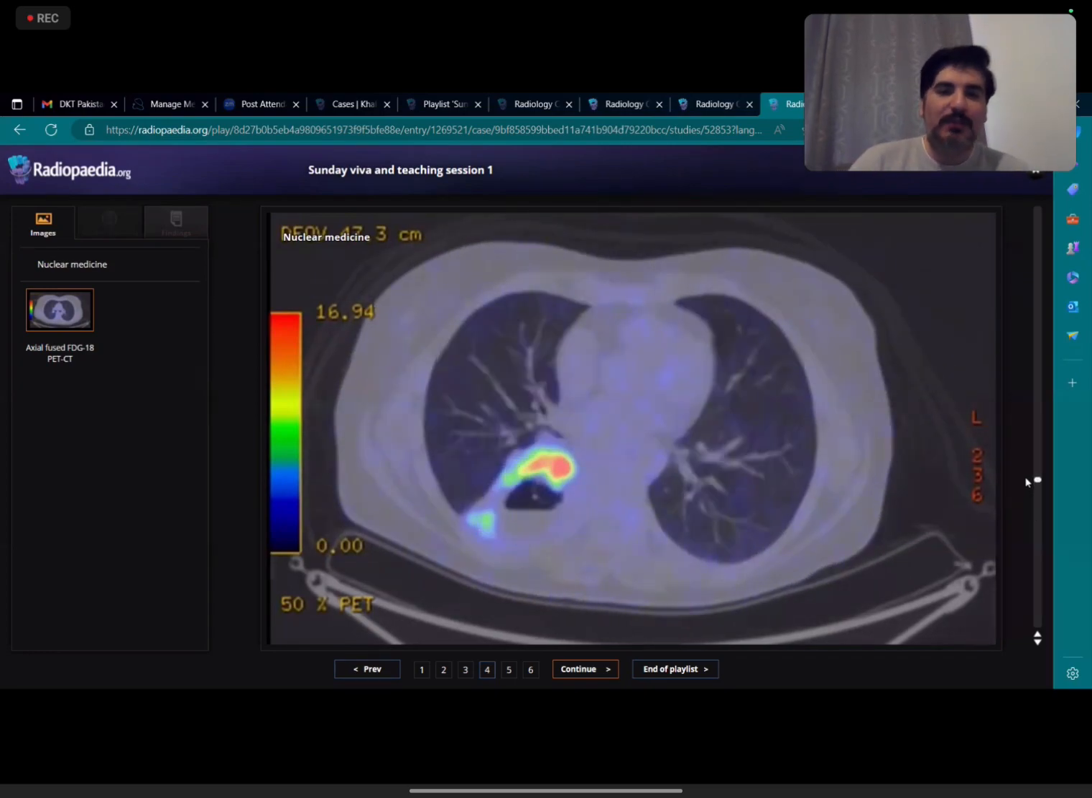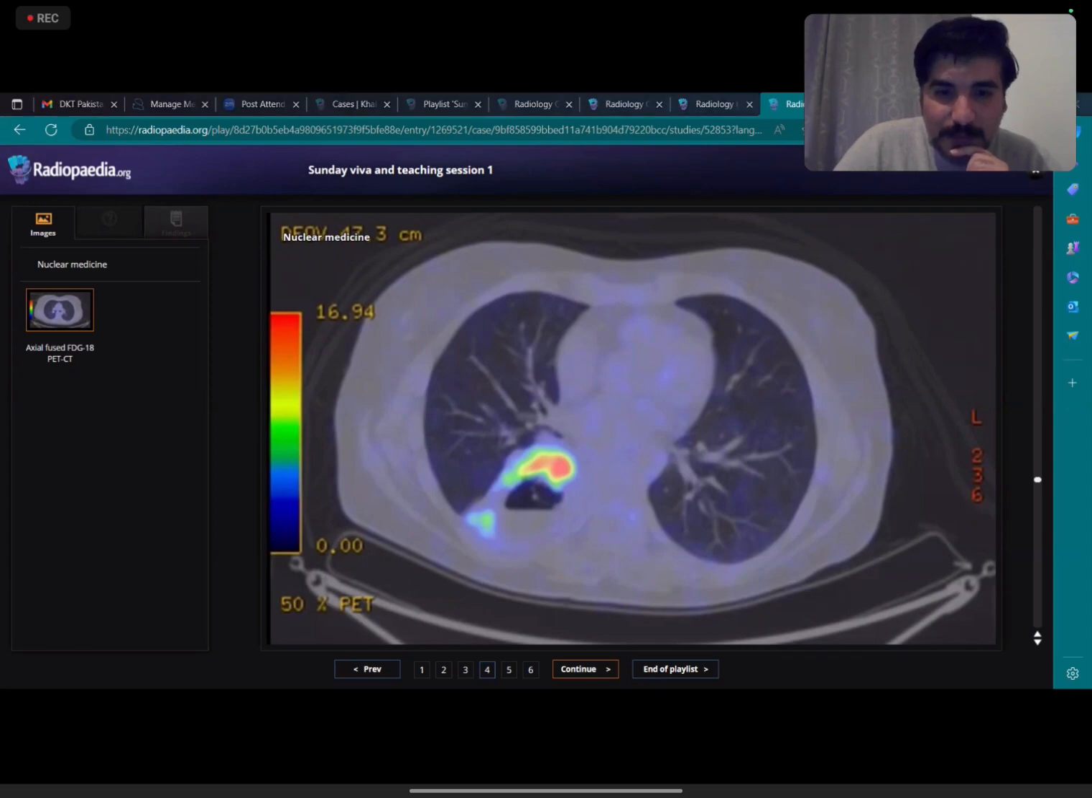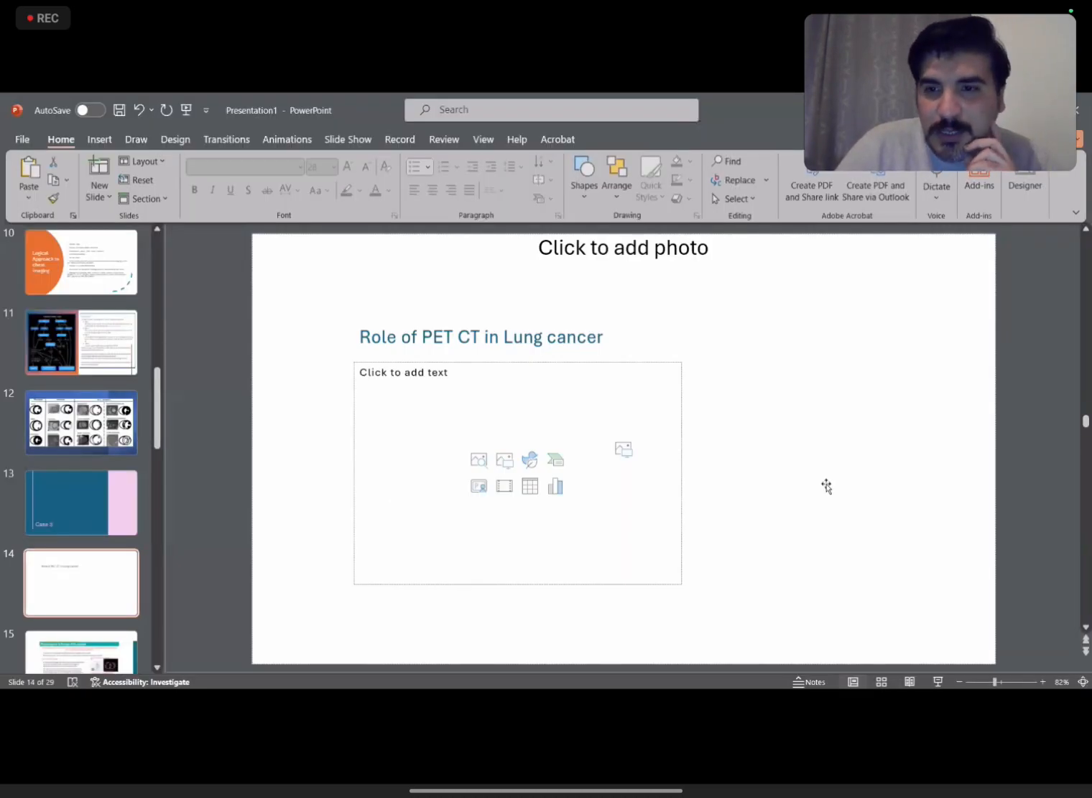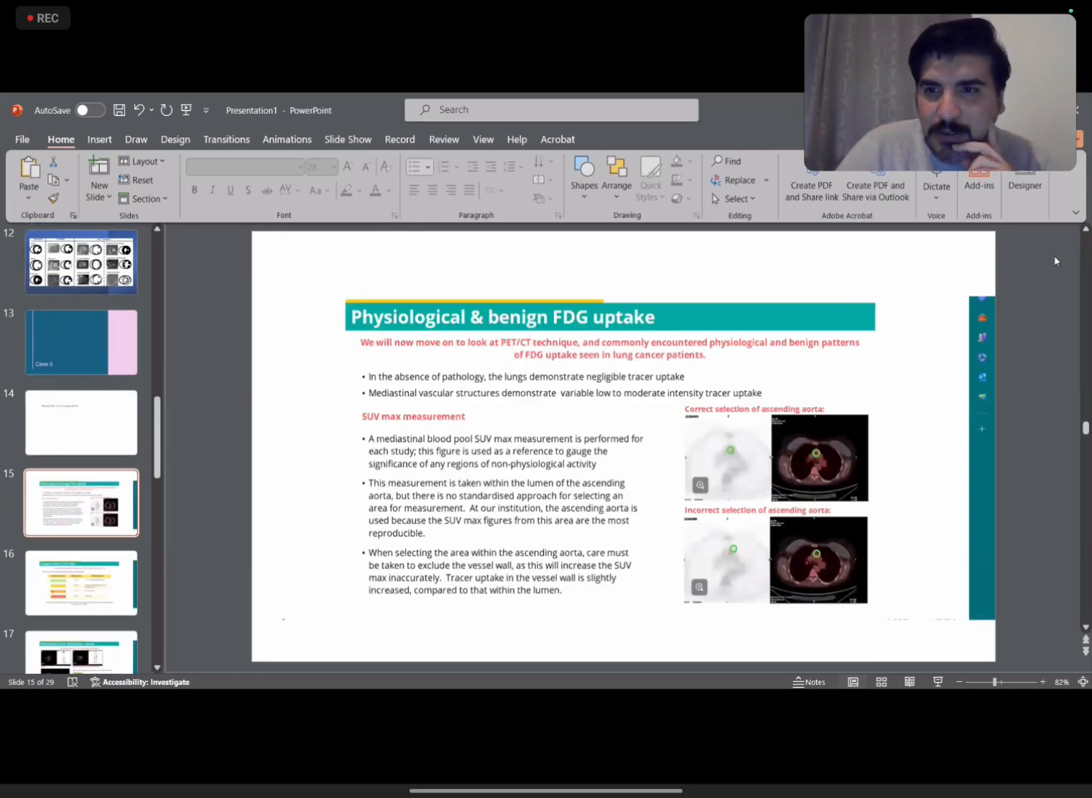So if you are reporting a CT scan, you will stage it as per CT size, which will be wrong eventually. It should be staged as per PET size. Okay. So now moving back to my presentation, we have covered multiple cases and we have talked about these things, but I would like to discuss a couple of things.